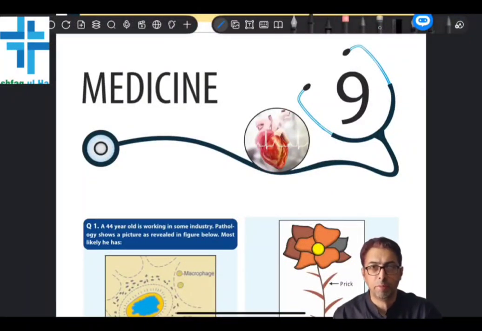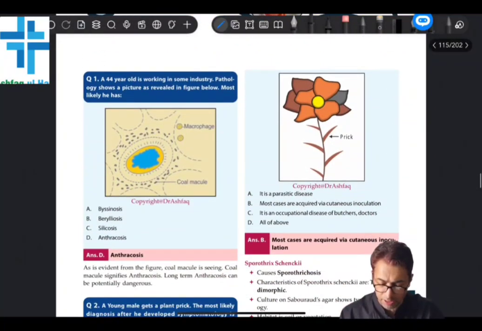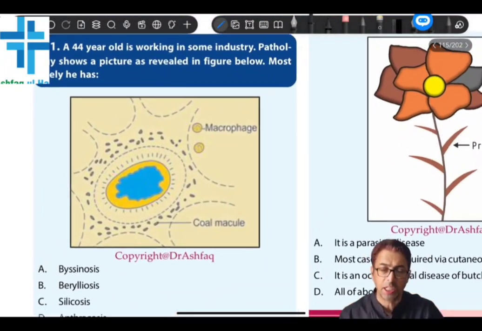Now, today we will be dealing with some of the important image-based questions asked from general medicine. These questions are highly likely to be repeated in your future examinations as well. So, the topic of concern today is medicine. Now, going to the first question, I will be magnifying the question and the diagram, the image.